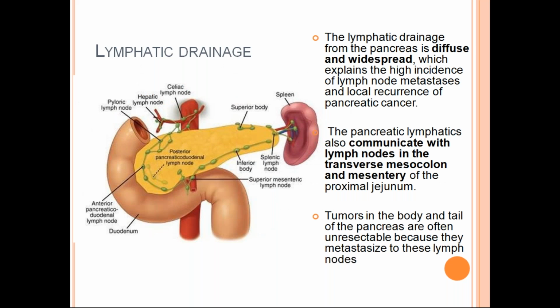Coming to lymphatic drainage, the lymphatic drainage from the pancreas is diffuse and widespread, which explains the high incidence of lymph node metastasis and local recurrence of pancreatic cancer. The pancreatic lymphatics also communicate with lymph nodes in the transverse mesocolon and mesentery of the proximal jejunum. You can see here, the lymphatic drainage of the pancreas is spread all over, okay, and here also. So tumors in the body and tail of the pancreas are often unresectable because they metastasize to these lymph nodes.